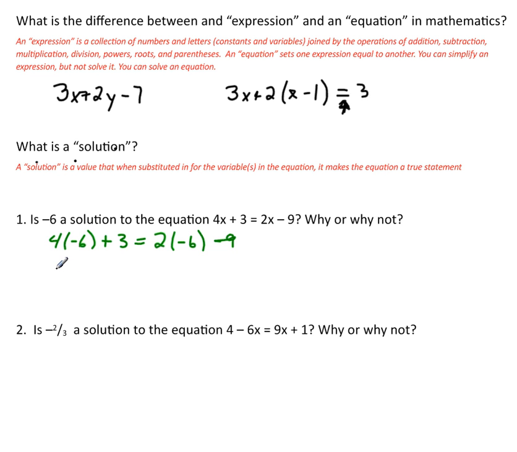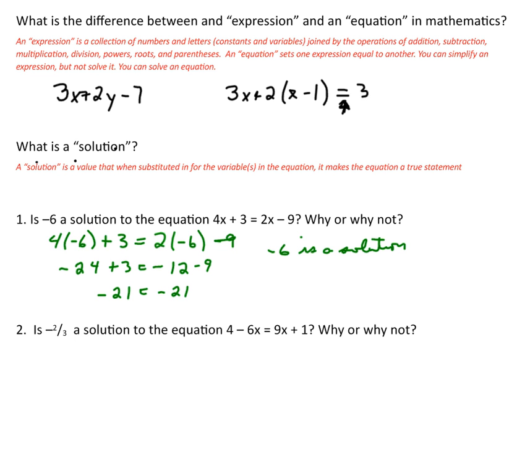Let's multiply it out. 4 times negative 6 is negative 24, plus 3 equals 2 times negative 6, which is negative 12, minus 9. And does that work? Well, let's see. Negative 24 plus 3 is negative 21. Negative 12 minus 9 would be negative 21 as well. Therefore, that is true. So, negative 6 is a solution.